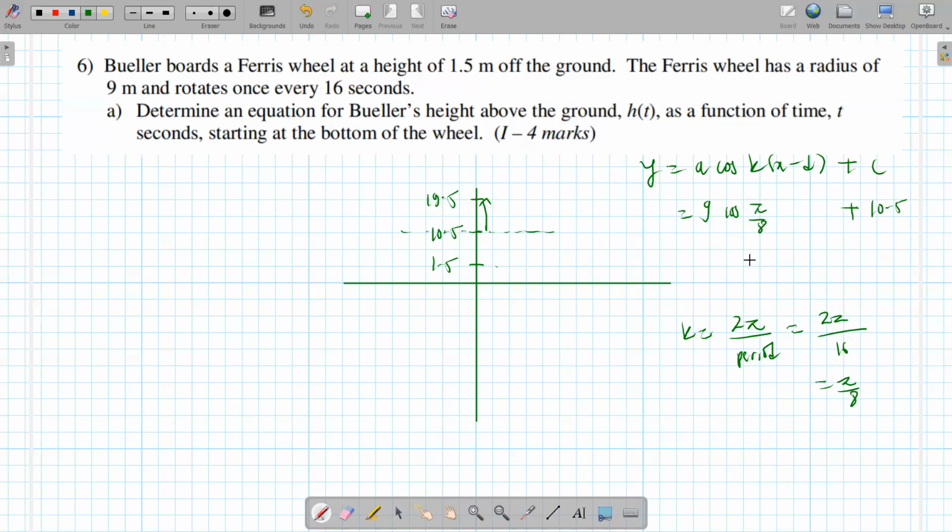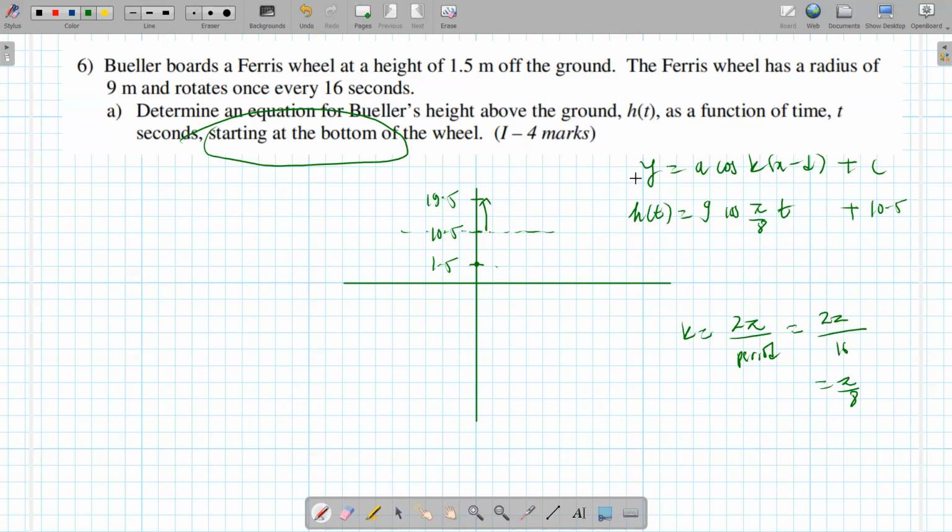And if the guy is boarding at the bottom, which is at the minimum value, what's the phase shift? 0. There is no phase shift. So there we go. That's our equation, H of t, and they wanted t here. And that'll be the final answer to this question.